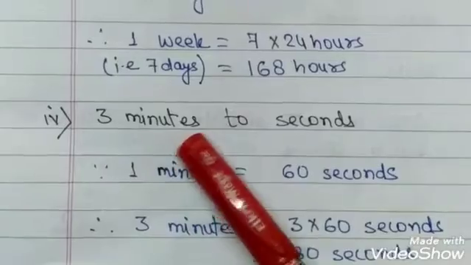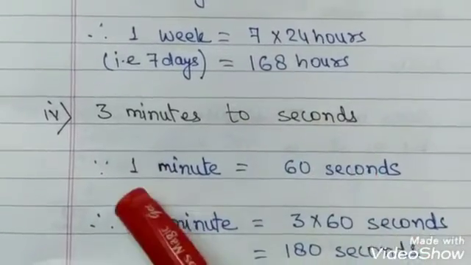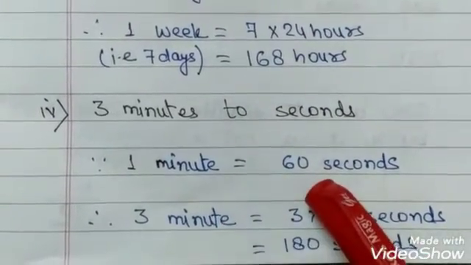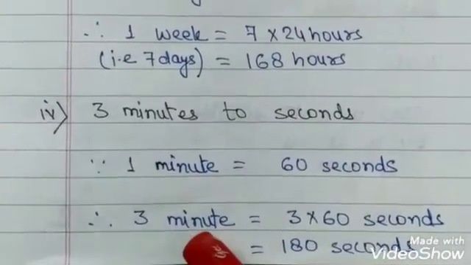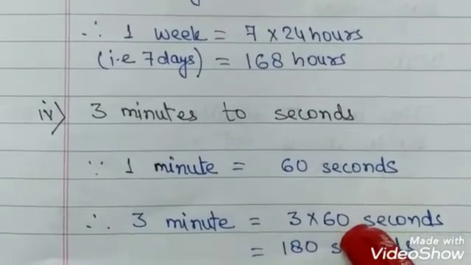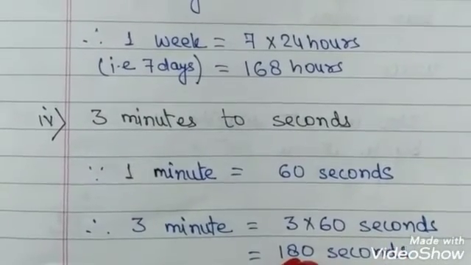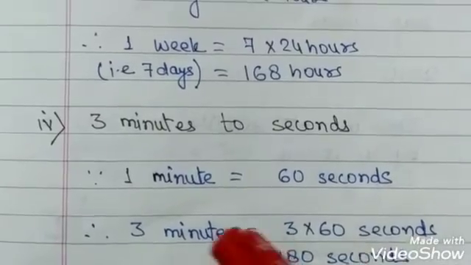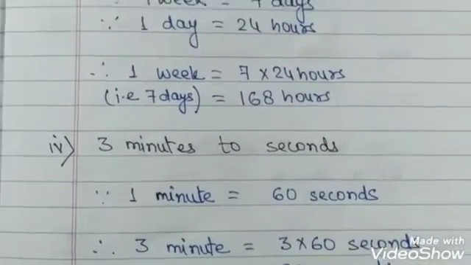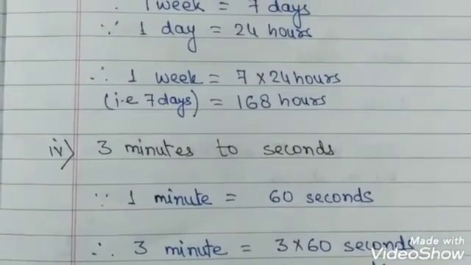Next is 3 minutes into seconds. Now we know that 1 minute is equal to 60 seconds. Therefore 3 minutes is equal to 3 multiplied by 60 seconds. So 3 multiplied by 60 will give us 180 seconds. So in this way we can convert the higher unit into the smaller unit.